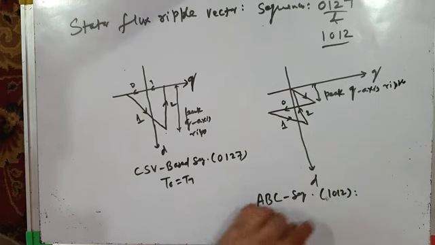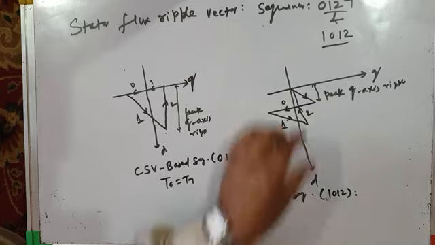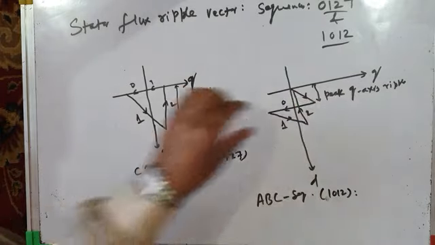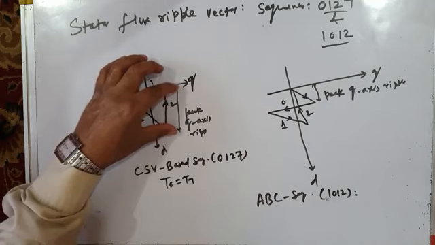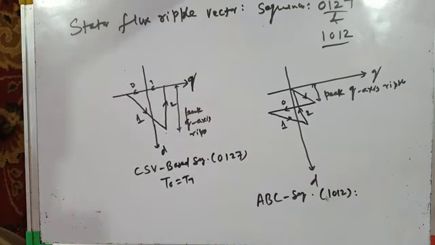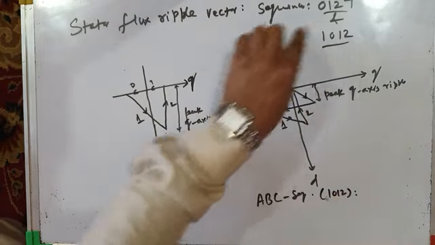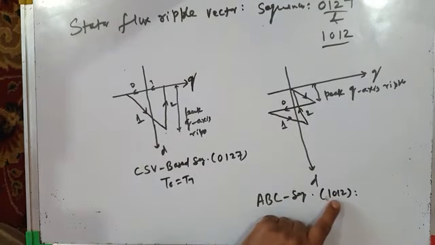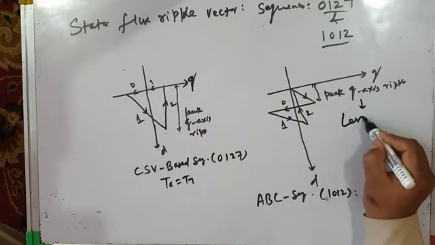So therefore, this advanced bus clamping sequence, which we have discussed just a few minutes back, gives less Q-axis ripple, peak Q-axis ripple, than the conventional space vector-based PWM technique. So the advantage of this advanced bus clamping switching sequence 1012 is that it gives less Q-axis ripple and hence less torque ripple.